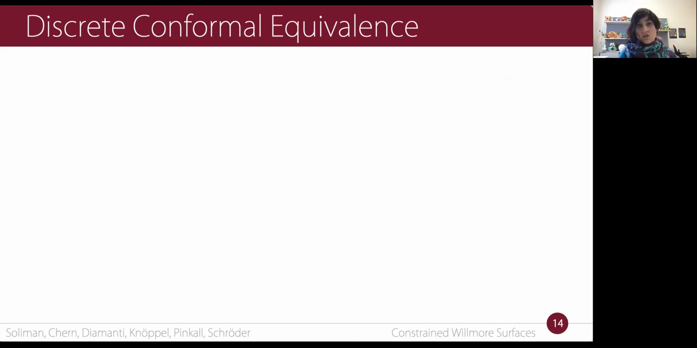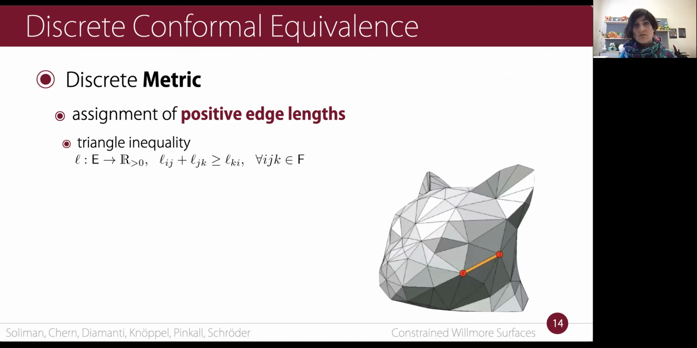Okay, then we need a notion of discrete conformal equivalence. For that, first we need a metric. A metric is specified by positive edge lengths that we assign at every edge, and they need to satisfy the triangle inequality in each triangle. This is what turns each face into a Euclidean triangle. Then the notion of induced metric becomes that if we have a vertex position map F, the induced metric is the one that assigns as the length of each edge exactly the distance between the corresponding vertex positions as described by F.